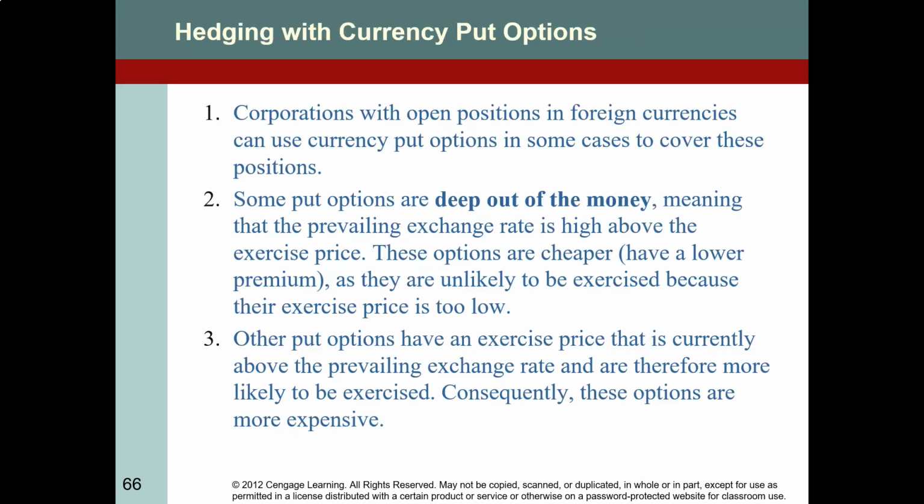Corporations with open positions in foreign currencies can use currency put options in some cases to cover these positions. Some put options are deep out of the money, meaning that the prevailing exchange rate is high above the exercise price. These options are cheaper, with a lower premium, as they're unlikely to be exercised because their exercise price is too low. Other put options have an exercise price that's currently above the prevailing exchange rate and are therefore more likely to be exercised. Consequently, these options are more expensive.